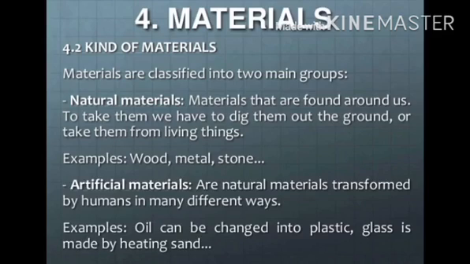Natural materials are materials that are found around us. To take them, we have to dig them out of the ground or take them from living things, for example, wood, metal, stone, etc. Artificial materials are materials transformed by humans in many different ways. For example, oil can be changed into plastic. Glass is made by heating sand, etc.